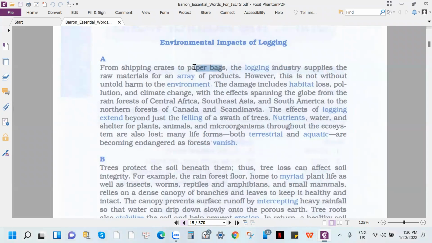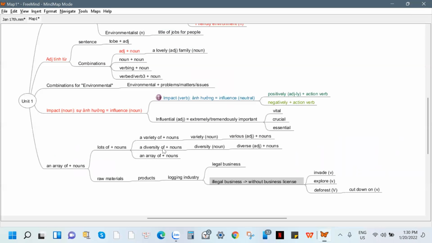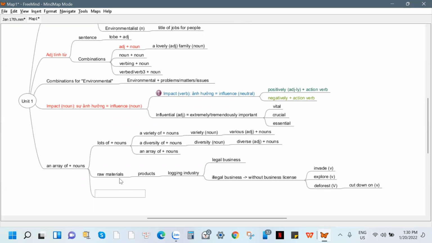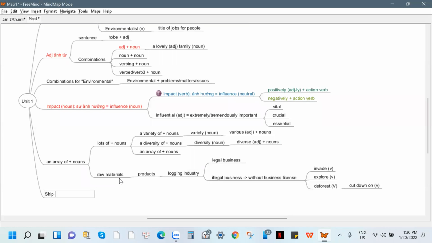So right here, they are talking about paper bags and shipping crates. We don't need to search for the definition of the word crates. Right here, you can guess the meaning of the word crates. Something is used for shipping, for shipping or for shipment. And right here, this is the word family tree for the word ship. Shipping. Ship. This is a transportation.